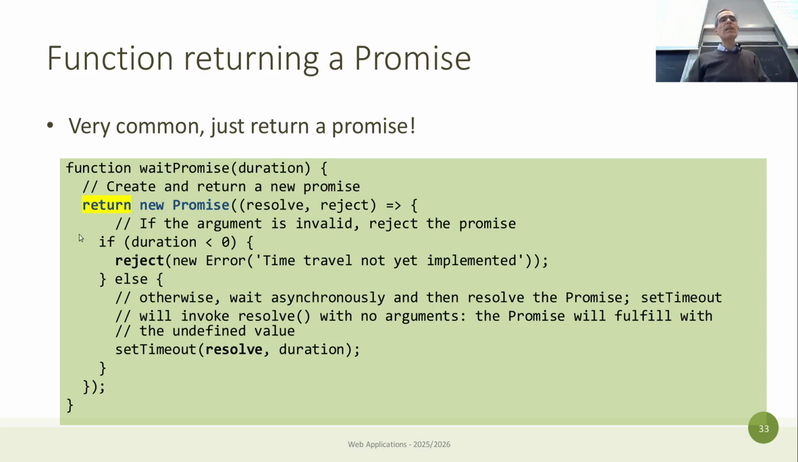Like in this example, for instance, resolve, reject. If duration is less than 0, reject: time travel not yet implemented, because this is the duration of the delay. Otherwise, set a timeout and resolve after a certain amount of duration in milliseconds. Okay? Very simple example. Again, you can put the database access code and so on.